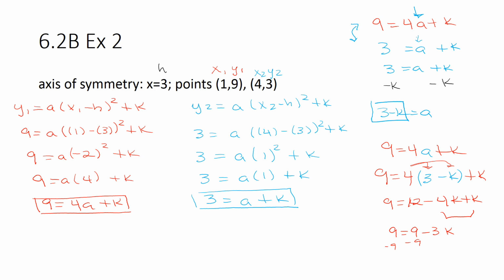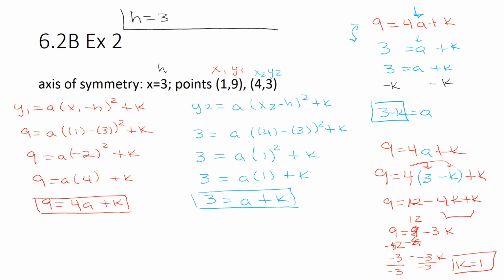Subtract that 12 from each side. Sorry, this is a 12. 9 is equal to 12 minus 3k, so subtract the 12. 9 minus 12 is negative 3 is equal to negative 3k. Divide by negative 3 on each side. K is equal to positive 1. Okay, so if we write down what we know, h is equal to 3, that's given. We know k is equal to 1, we just solved for it, and now we need to solve for a.